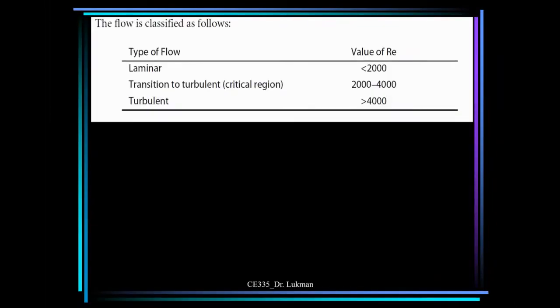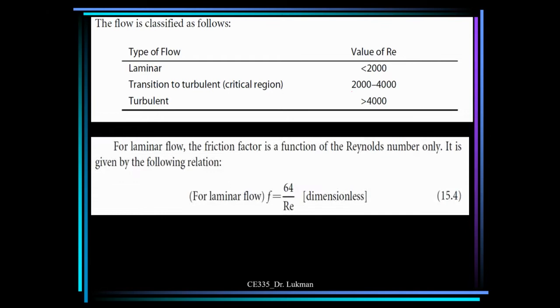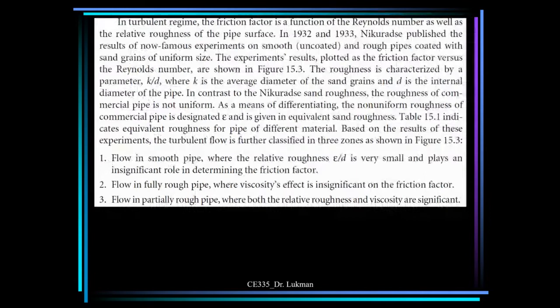Like I mentioned before, for flow in pipes, less than 2000 is laminar, greater than 4000 is turbulent, and in between is transitional, or critical region. For laminar flow, the friction factor, which is f in the Darcy-Weisbach equation, is a function of the Reynolds number only. It is given by this relationship, the friction factor equals 64 over Re. But normally flow in pipes is usually turbulent, as we mentioned before.